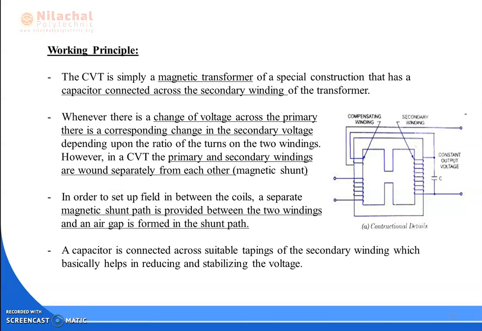fluctuating voltage. Basically the required voltage, or the constant voltage, is saved in your primary winding that we use. So this was all about your CVT and its working principle, how it helps in minimizing high voltage and gives us a constant voltage that we require in order to run the system.